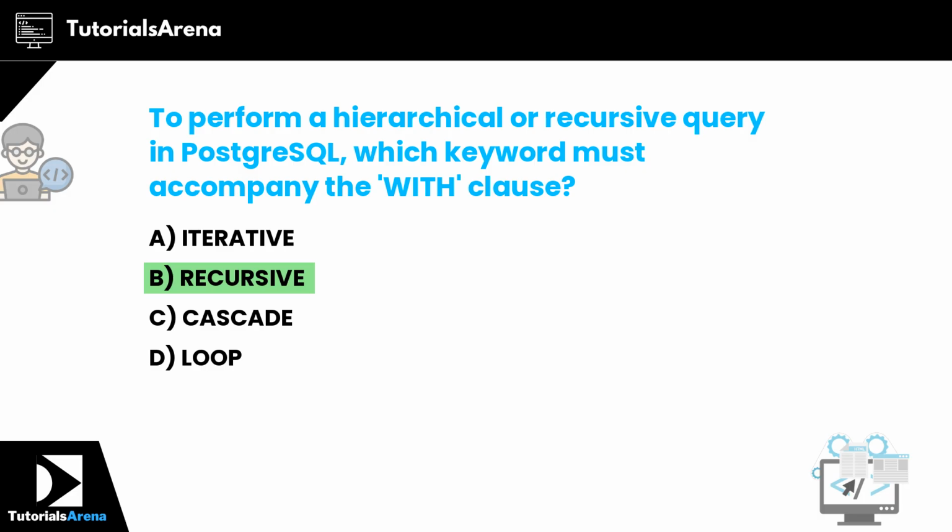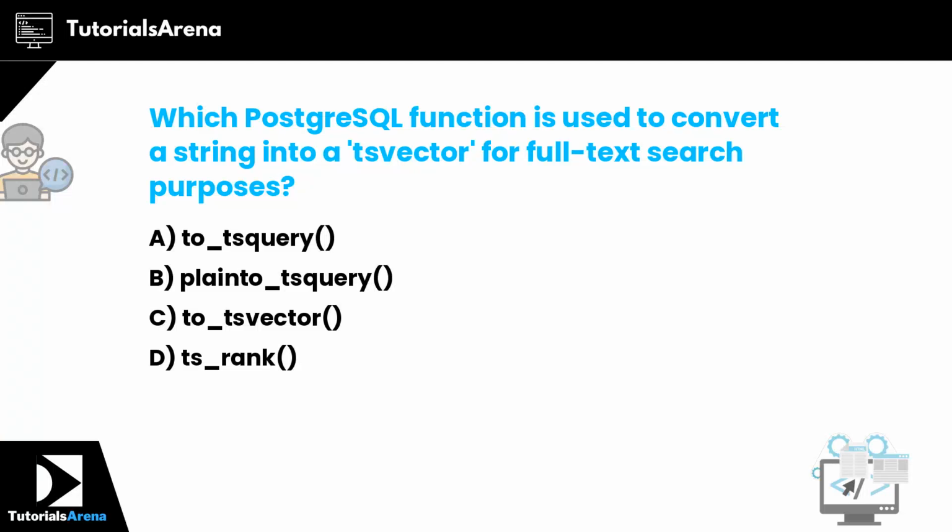The correct answer is option B, RECURSIVE. Which PostgreSQL function is used to convert a string into its tsvector for full-text search purposes? The correct answer is option C, to_tsvector.